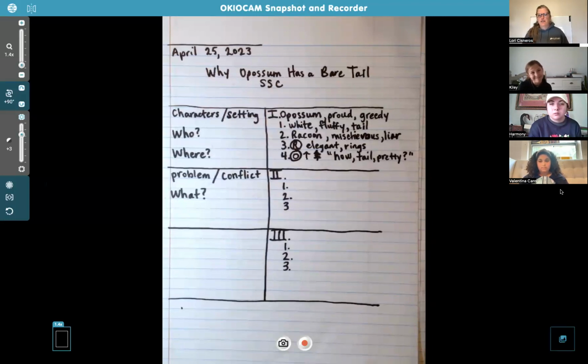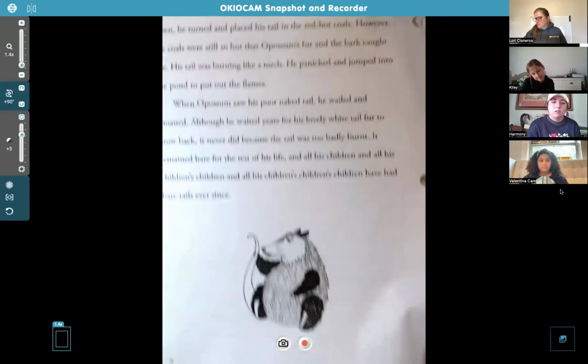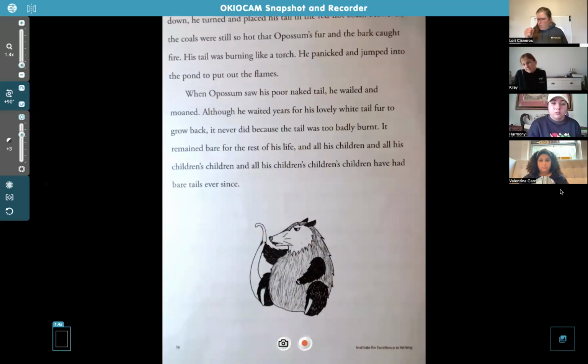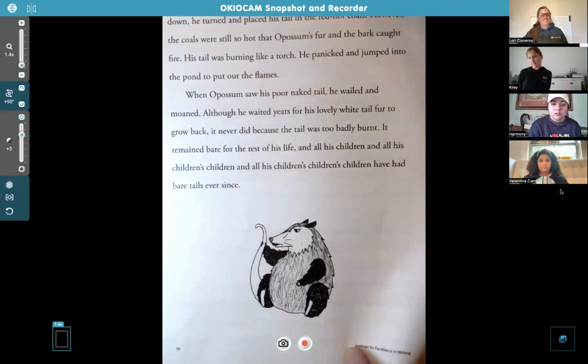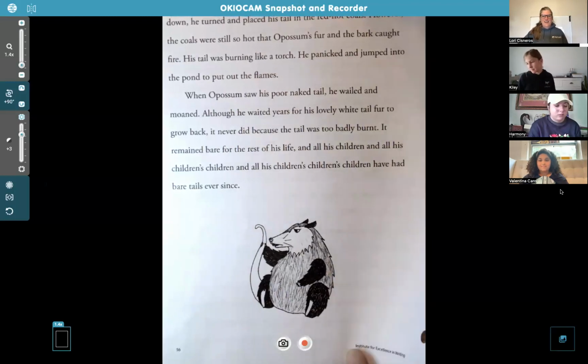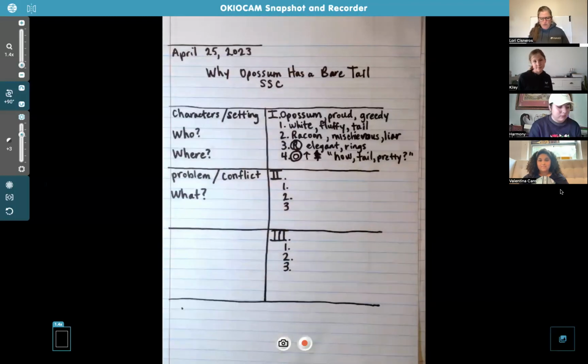The end. There you go, the end. And here he is, mad. How dare he? That raccoon, I'm gonna get him back someday. I bet that's what he's thinking. He's dead already. Yeah, probably.